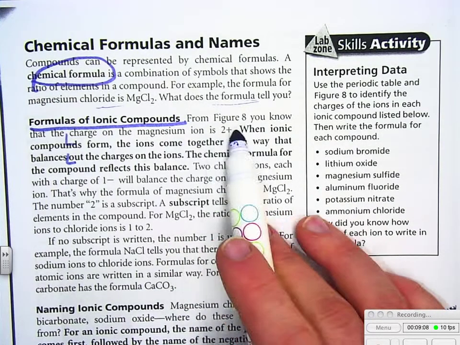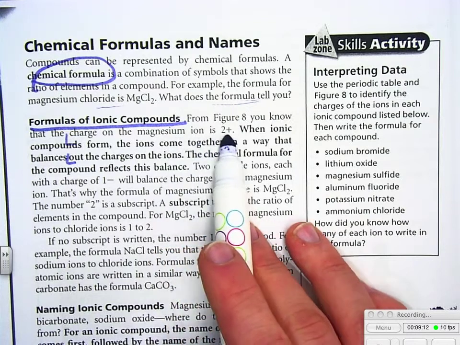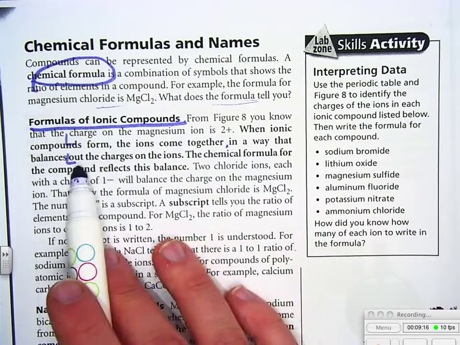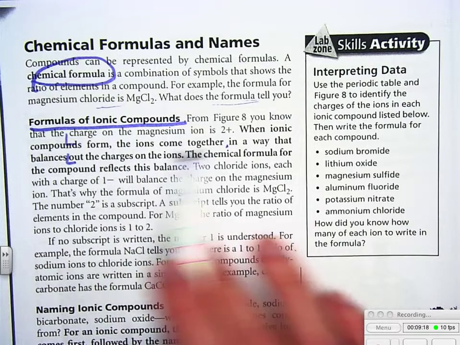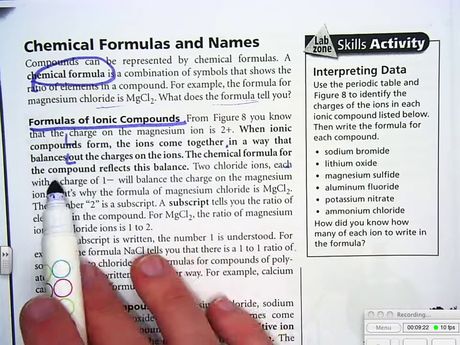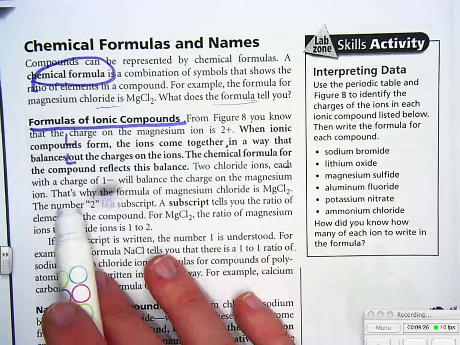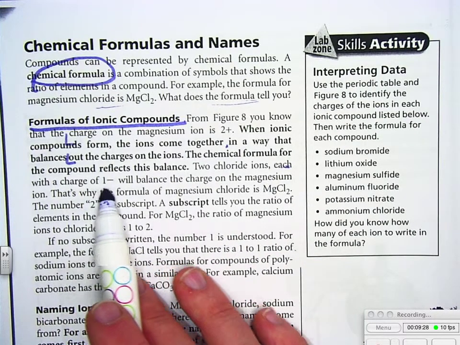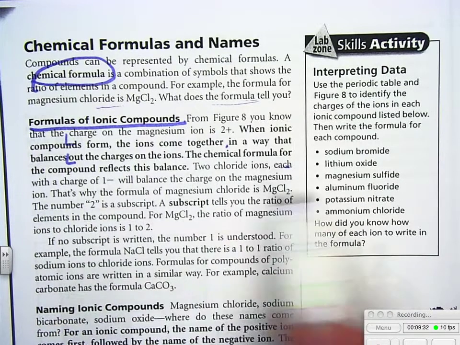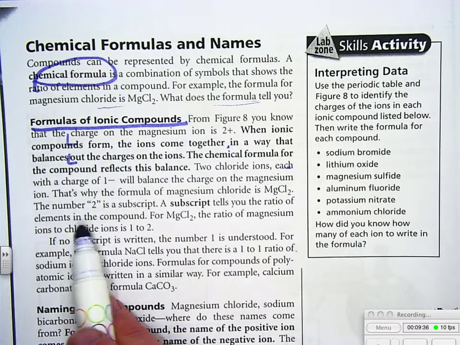From figure 8, you know that the charge on the magnesium ion is 2+. When ionic compounds form, the ions come together in a way that balances out the charges of the ions. The chemical formula for the compound reflects this balance. 2 chloride ions, each with a charge of -1, will balance the charge of the magnesium ion. That's why the formula for magnesium chloride is MgCl2. The number 2 is a subscript.